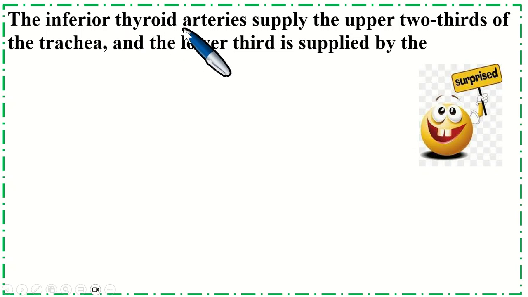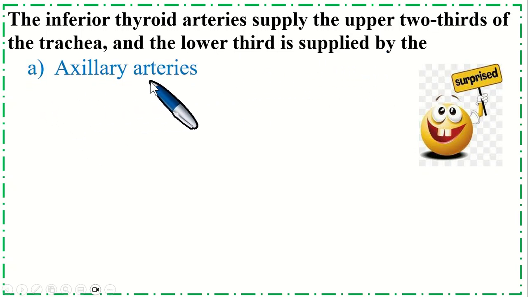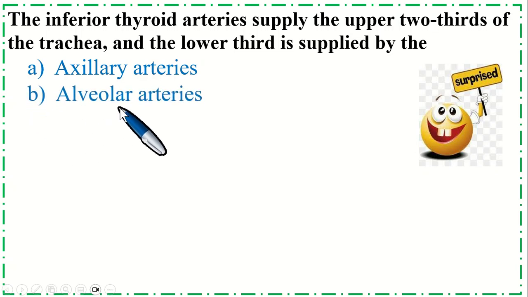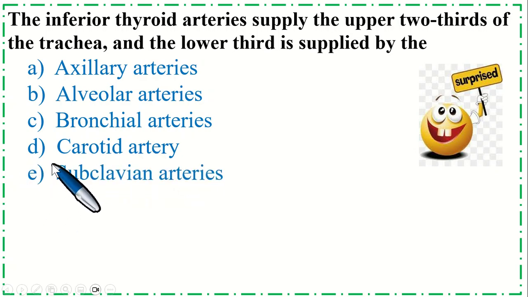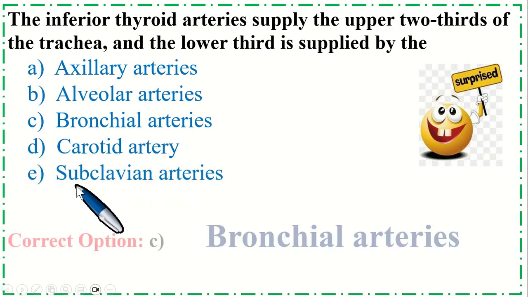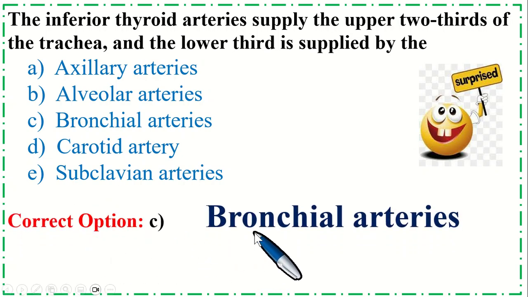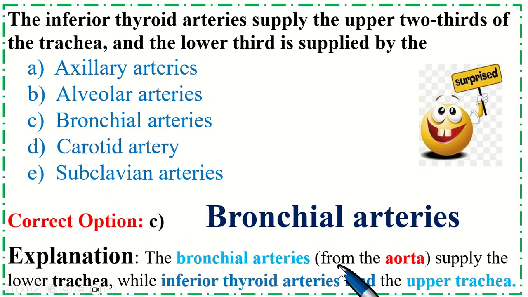The inferior thyroid arteries supply the upper two-thirds of the trachea and the lower third is supplied by the option A axillary arteries, B alveolar arteries, option C bronchial arteries, and option D subclavian artery. So the correct option is C bronchial arteries. The bronchial arteries from the aorta supply the lower trachea, while inferior thyroid arteries feed the upper trachea.